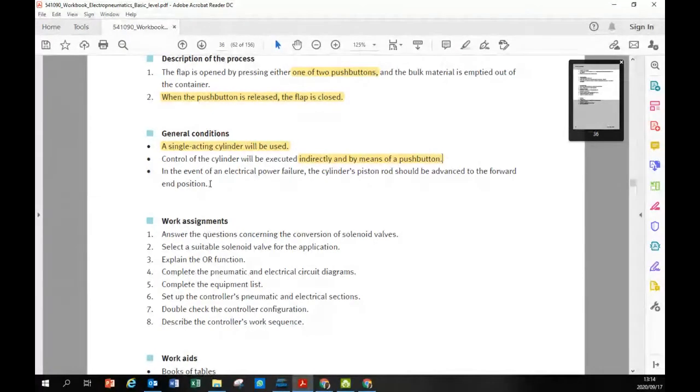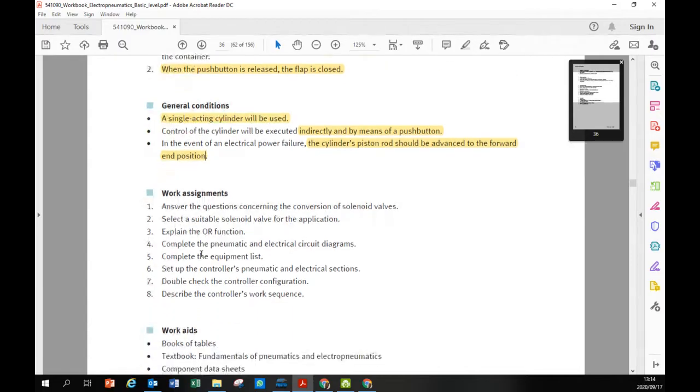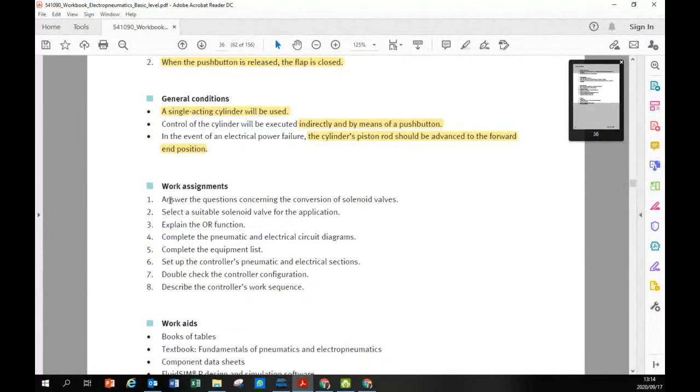And in the event of electrical power failure, the cylinder piston rod should be advanced to the forward end position. So look there now. By default, the cylinder must always remain in the advanced end position. Okay? Then now they want you to answer these questions concerning the conversion of solenoid.